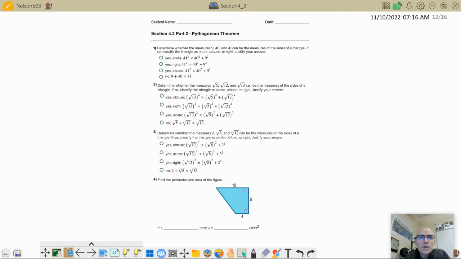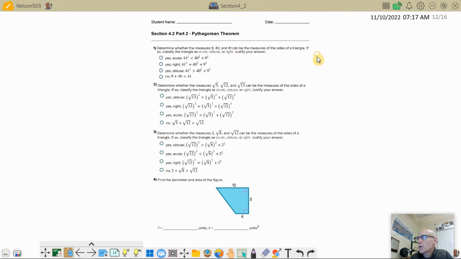Okay, folks, my goal is to give you an overview of each type of problem. I'm not going to do every problem with you, I don't have time for that, and you don't want a 40-minute video here. So, how do we determine whether these could be the side lengths of a triangle or not?